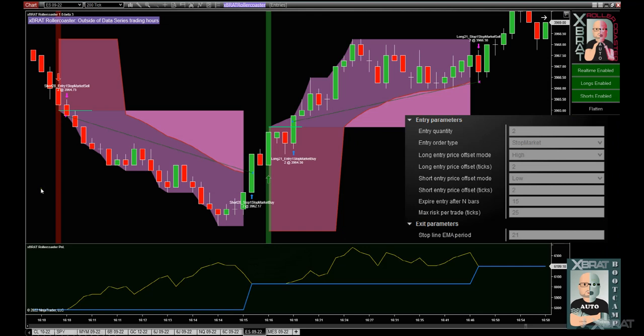So this is what the chart looks like for the xBrat roller coaster auto trader. A couple of trades on here, and it basically does what it says on the tin. Remember, it's a stochastic MACD cross with points of control for those signal candles. So this is purely roller coaster. It goes down, it goes up again, you get those trades.